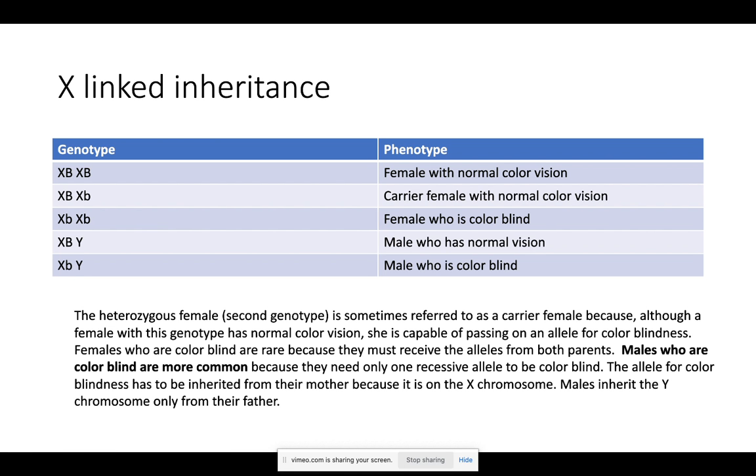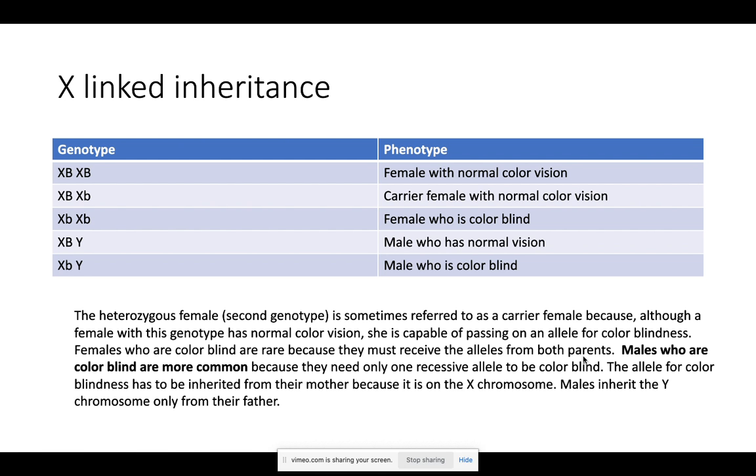So we'll just kind of read the text here. The heterozygous female, the second genotype, so a big B and a little b, is sometimes referred to as a carrier female because although a female with this genotype has normal color vision, again, she doesn't have the two lowercase b's as genotype 3 does. She is capable of passing on an allele for colorblindness. Females who are colorblind are rare because they must receive the alleles from both parents.